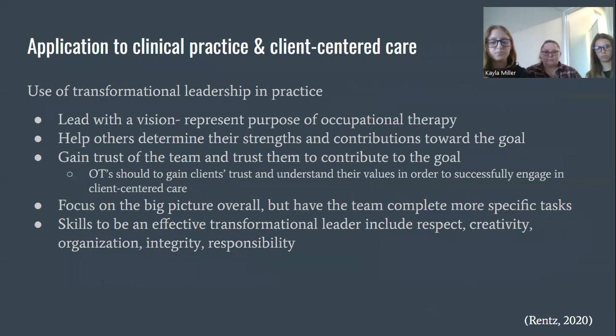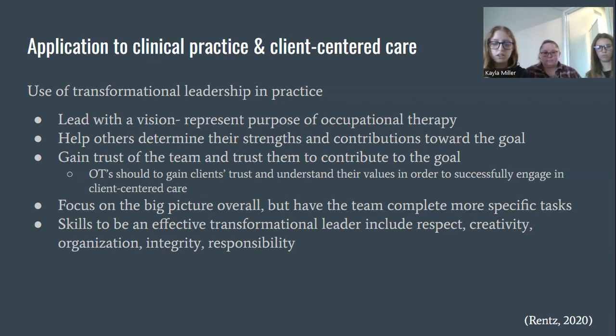And then in terms of general applications to OT practice, OT practitioners should use transformational leadership styles in their practice to help improve their client-centered care. Overall, this style requires leaders to collaborate with the team and also ensure they can do the tasks that they delegate to their team members. They also need to utilize basic components of the leadership style. Those are described in the overview, but they include focusing on the big picture of end goals, and simplifying to specific tasks after that.